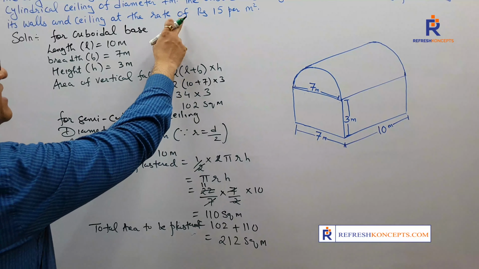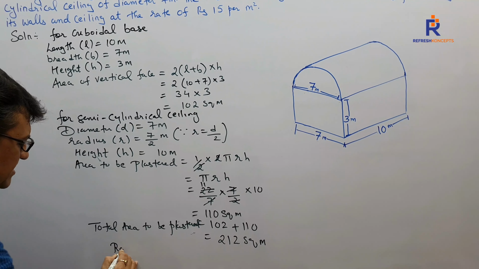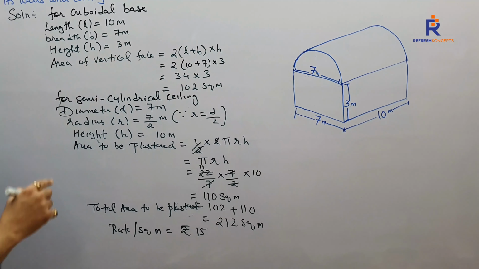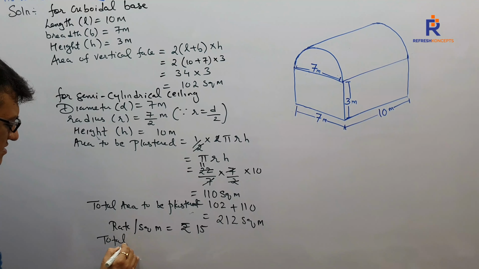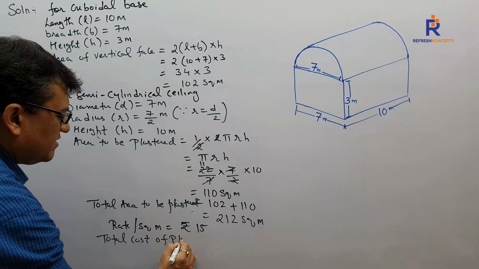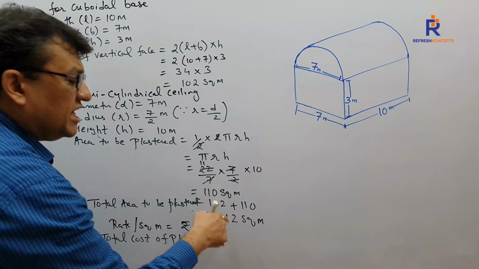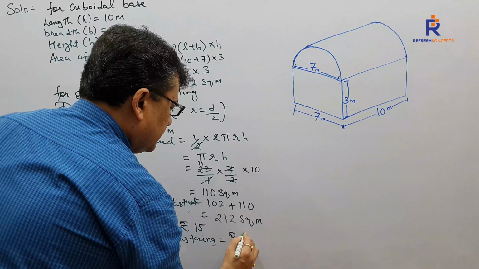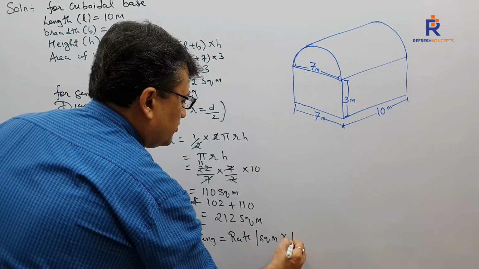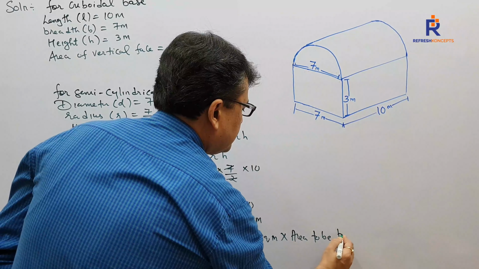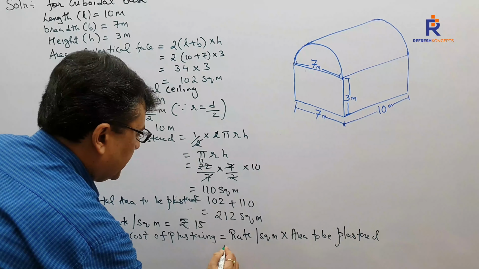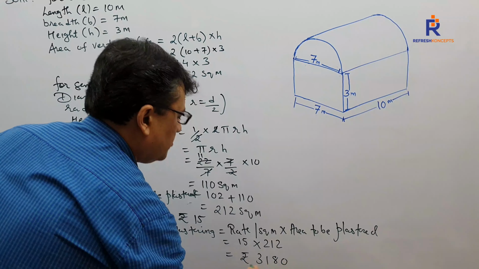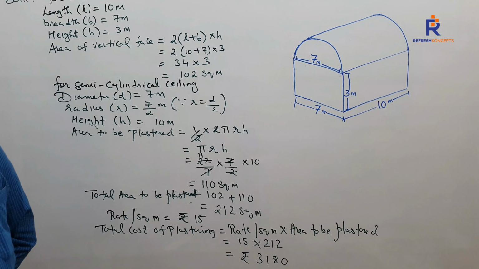Now they have given me the rate per square meter, 15. Rate per square meter is rupees 15. So they are asking me to find the total cost of plastering. Total cost of plastering is going to be, if you want you can write down this statement, rate per square meter into area to be plastered. Rate is 15 into 212. When you work out, the answer is 3180 rupees.